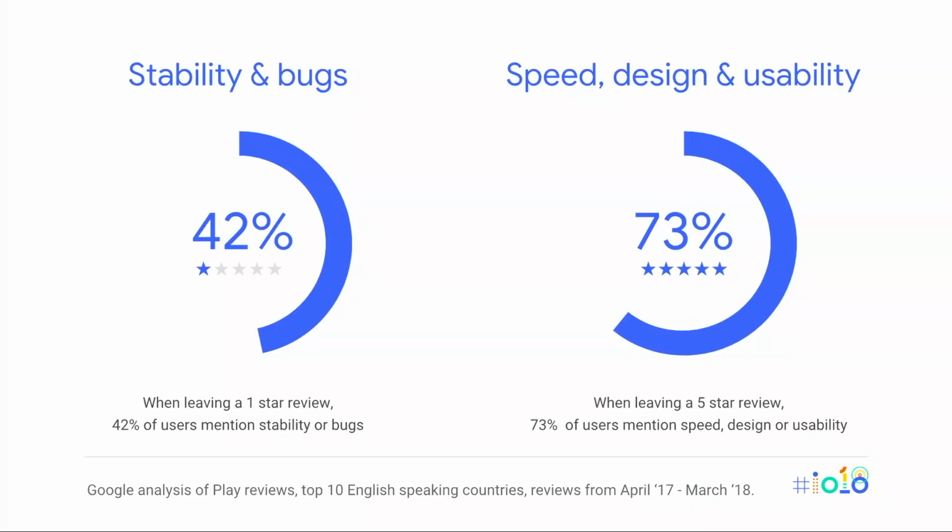Now, on the flip side, when leaving 5-star reviews, over 70% of users mentioned positive performance indicators, things like speed, design, and usability. Now, why is this important? Well, not only are ratings and reviews a direct and leading indicator of customer satisfaction, and not only do ratings figure heavily in the Play Store search algorithm, but ratings and reviews correlate strongly with downstream business KPIs, things like engagement, retention, and monetization.